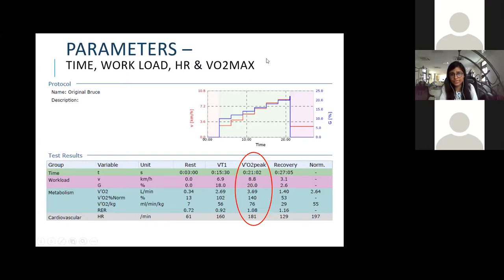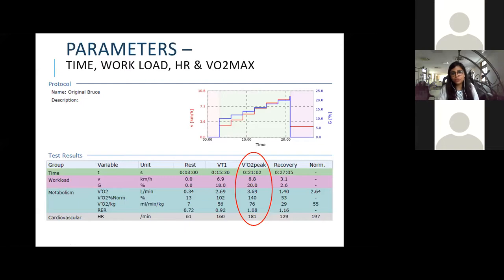If you see this report, the top graph shows the Bruce protocol. I don't know if you all can see my cursor moving. It's showing the step protocol which we did for the person, and the time at which the VO2 max was reached was 21 minutes and 02 seconds. That also included 3 minutes of resting time. If you remove that, it comes to 18 minutes. So the person did 18 minutes on Bruce protocol. The workload or the speed at that time was 8.8 kilometers per hour, and elevation was 20%, which is a very high grade inclination and high speed.